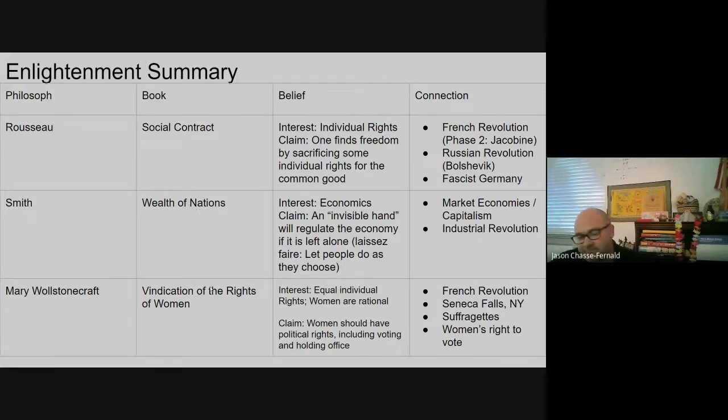Wollstonecraft's a little after, right? But she generally still gets equated with Enlightenment thinkers, right? And we'll talk about her tomorrow. Equal individual rights. Women are rational. Women should have political rights, including voting and holding office, right? So she's going to be influential in some aspects of the French Revolution, although not a lot of actual gains are made during or after the French Revolution.